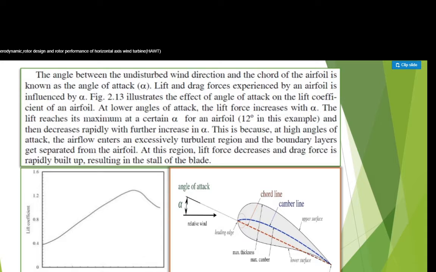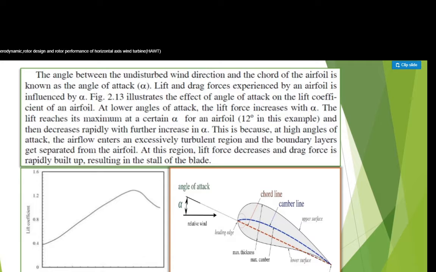The angle between the undisturbed wind direction and the chord of the airfoil is known as the angle of attack alpha. Lift and drag force experienced by an airfoil is influenced by alpha. The effect of angle of attack on the lift coefficient of an airfoil.